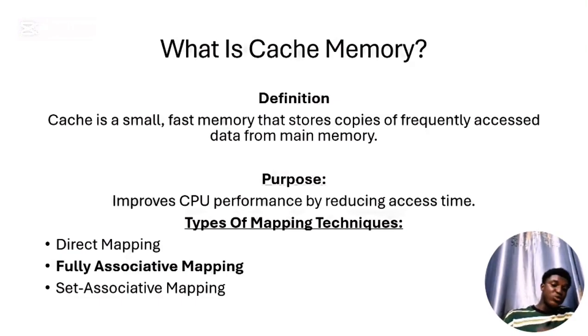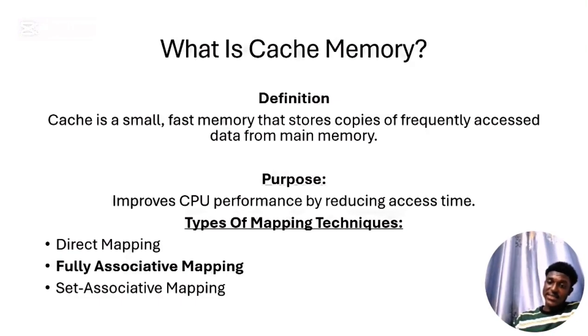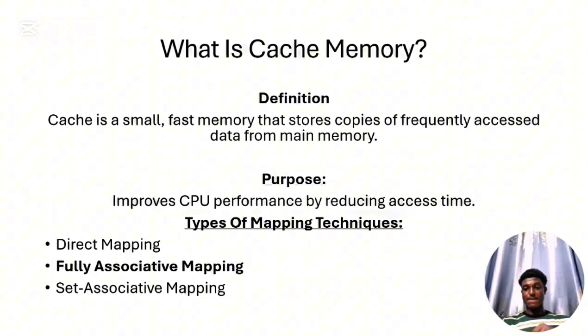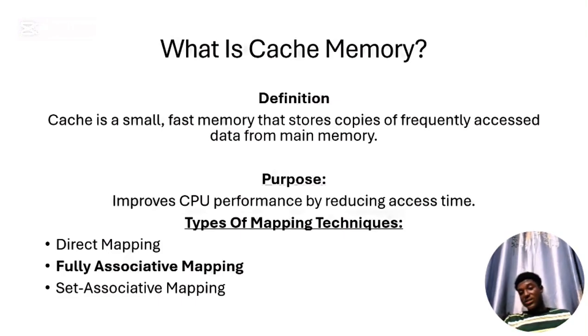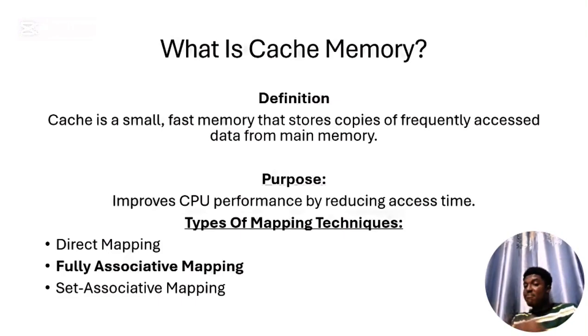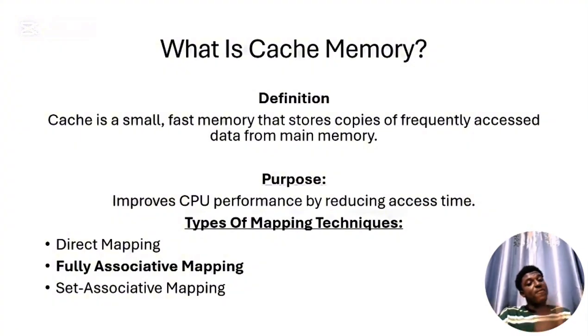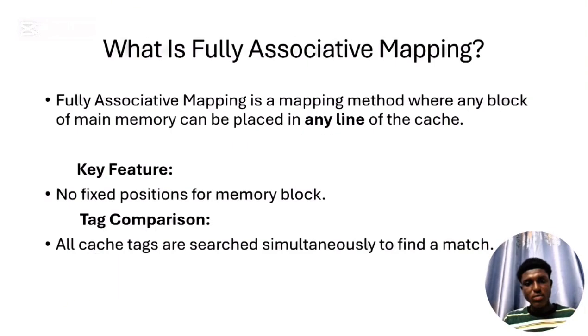When data needs to be loaded into the cache, the system must decide where to place it, and that is where the mapping techniques come in. There are three main types of this technique, namely direct mapping, fully associative mapping, which is what I'm talking about today, and lastly, set associative mapping.